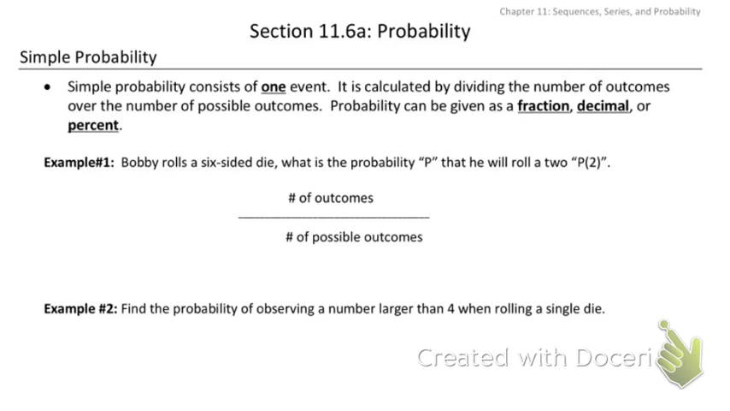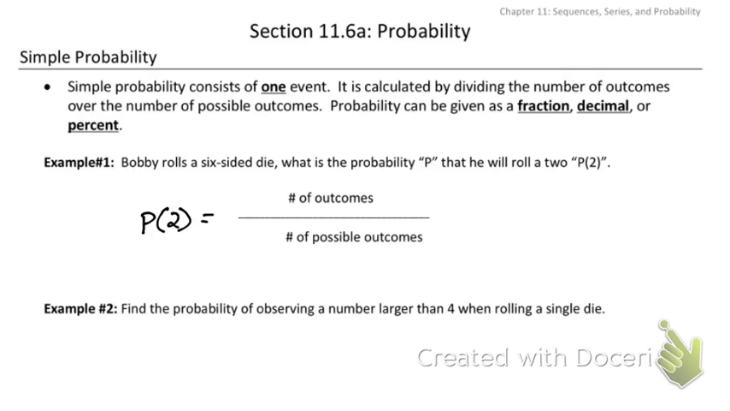All right, so example number 1 is Bobby's rolling a 6-sided die. What is the probability P that he will roll a 2? That is read as probability 2. So we're going to use a lot of these cap P's and whatever we're looking for. So in this case, the probability that he rolls a 2 is going to equal the number of outcomes that result how he wants to.